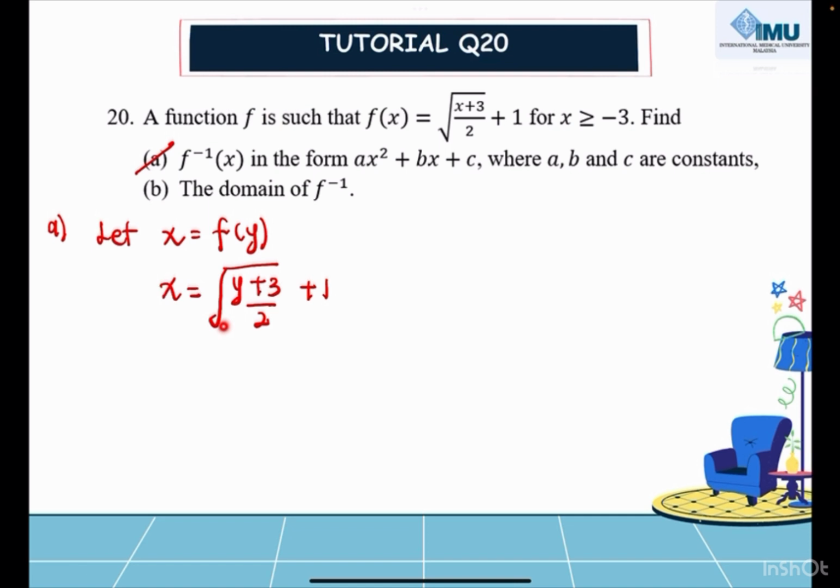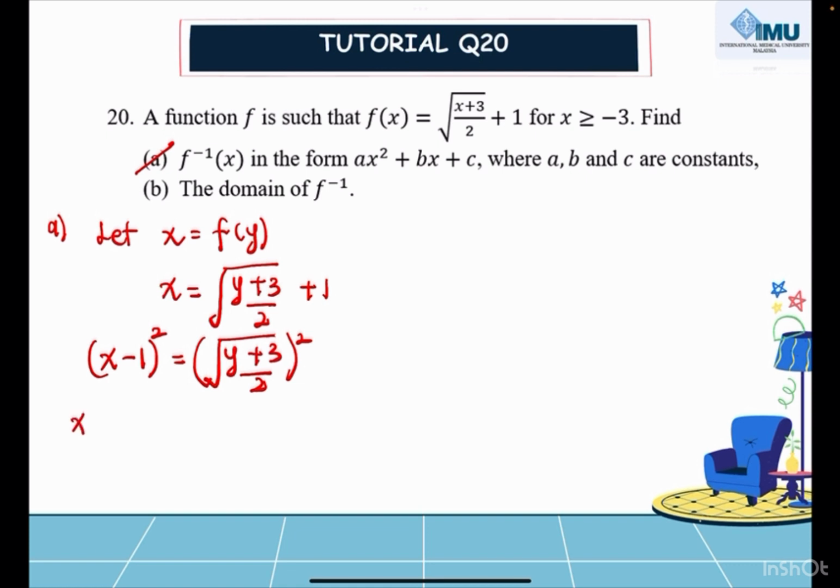Our next step is to rearrange this equation, making y the subject. All the terms move to the other side, starting with plus 1. You will obtain x minus 1 equals the square root of (y plus 3) divided by 2. Square both sides and then start expanding your bracket of (x minus 1) to the power of 2.